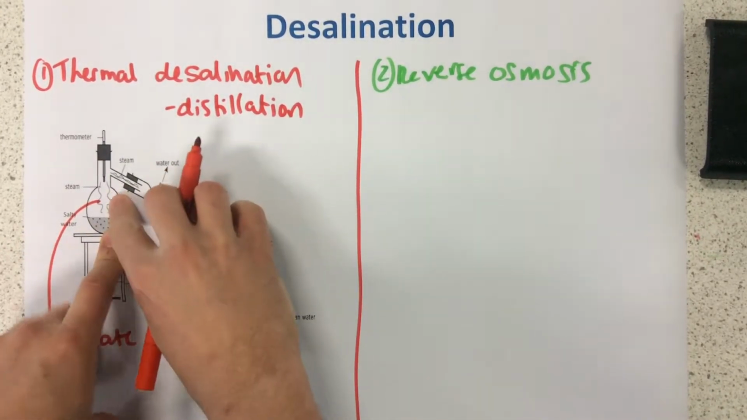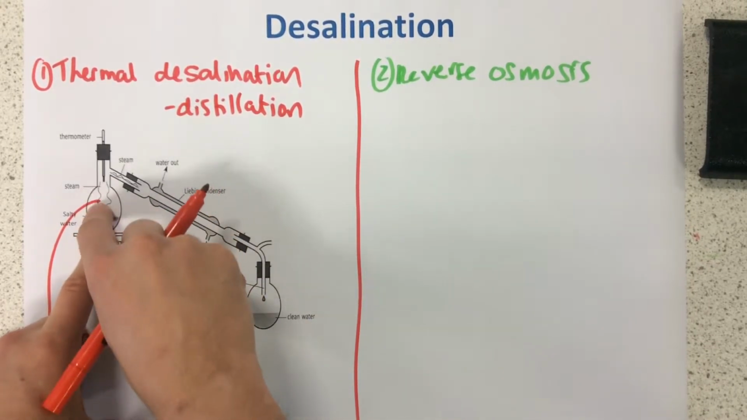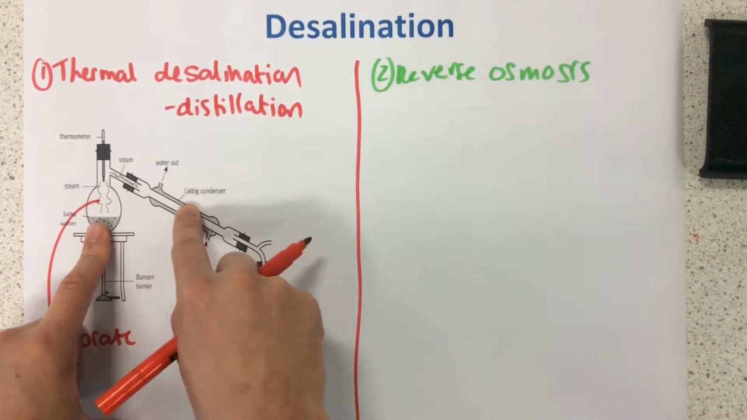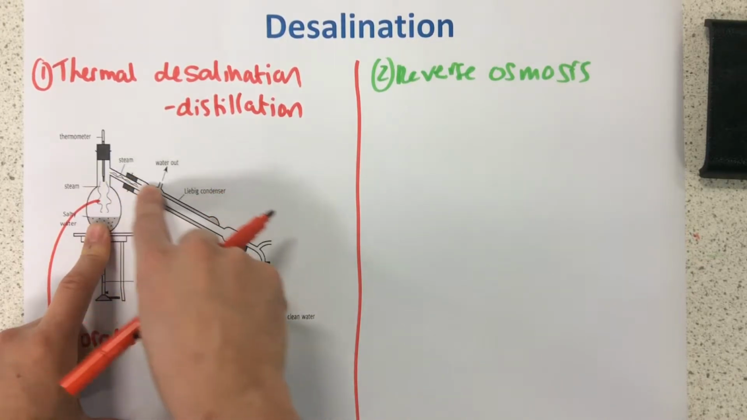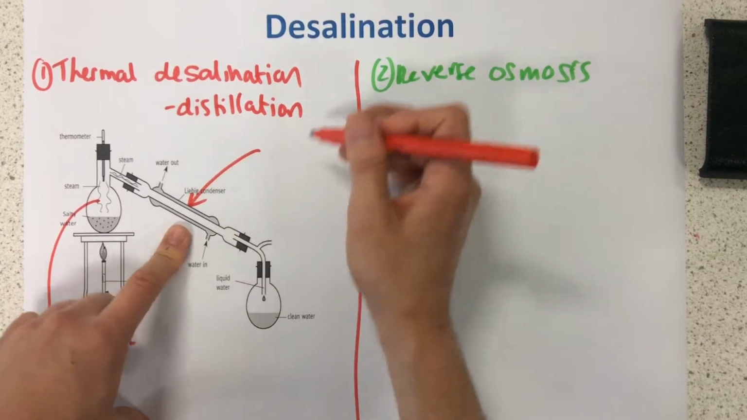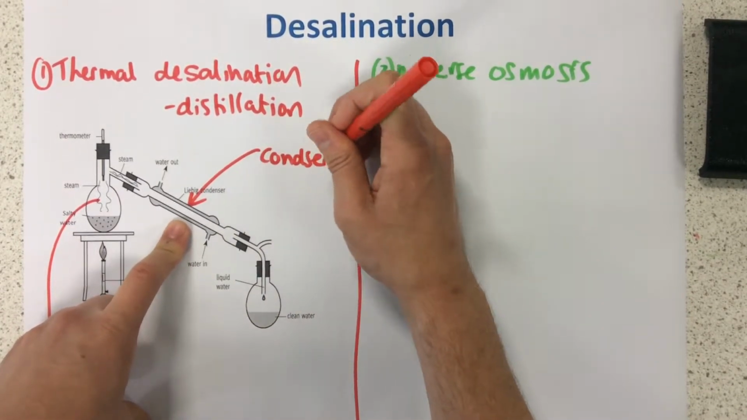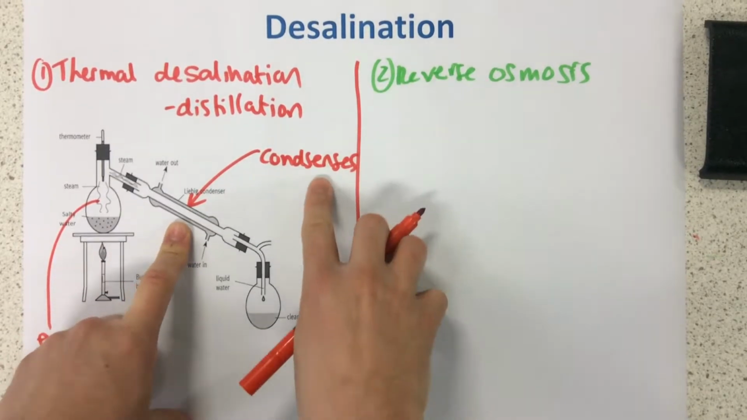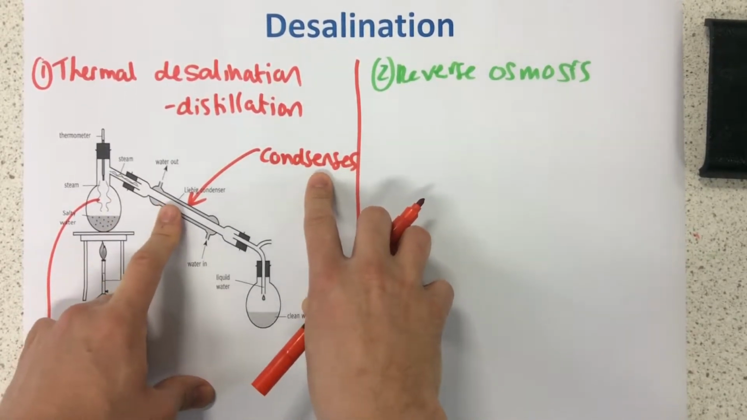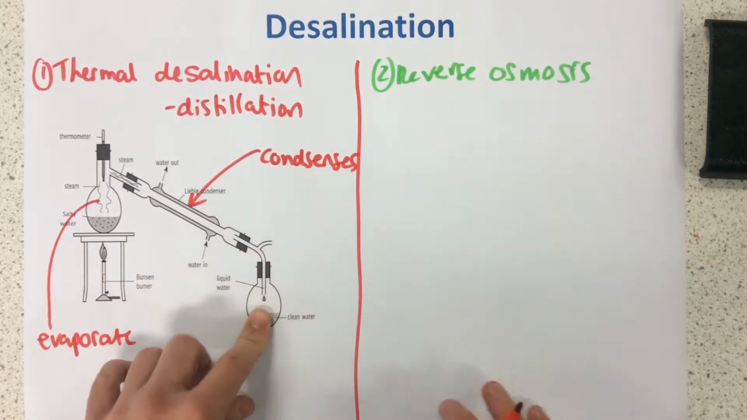So by evaporating it, the salt does not evaporate and it stays here, but the water does evaporate, so it passes down here. So it turns from a liquid to a gas and travels down here. Now in the condenser, what happens is the steam actually condenses. So remember, this means turning from a gas back into a liquid. So the water can then drip down here.